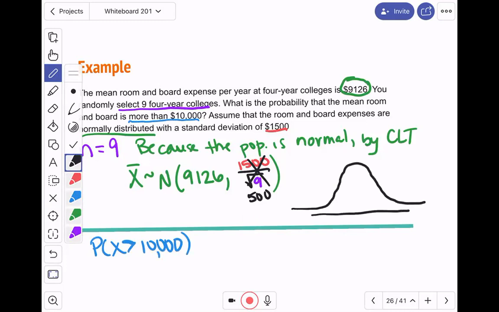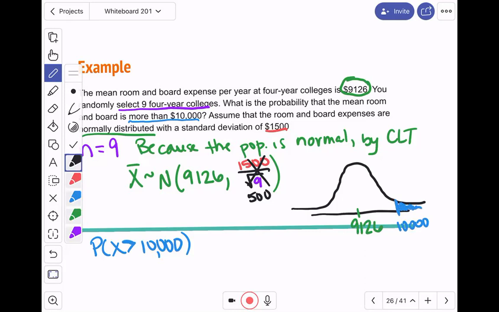Draw a normal curve. What's at the middle of this curve? 9,126 is at the middle. What side does 10,000 sit on? The left or the right? Right. All right, so we go 10,000 here. And which way are we going to shade? We want to be more than that. So which way do I shade, right or left? To the right. Good.